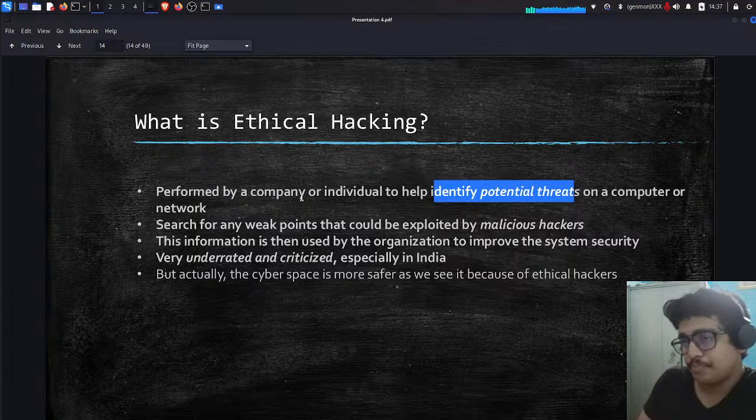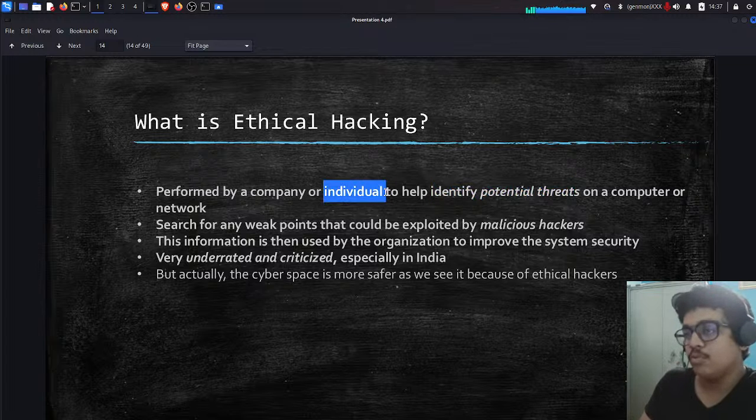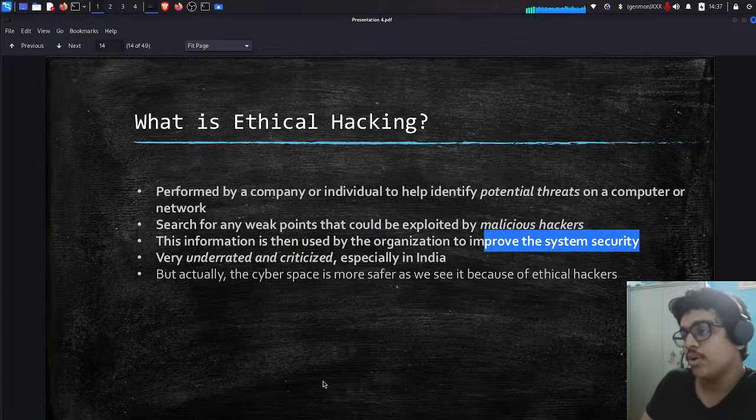So there can exist a company, a bunch of people who are professionally trained to hack systems and make a report of the security vulnerabilities, or there exists an individual like me who does these things. What they do is help identify potential threats on a computer or network. They search for any weak points that could be exploited by malicious hackers. This information is then used by the organization to improve system security.